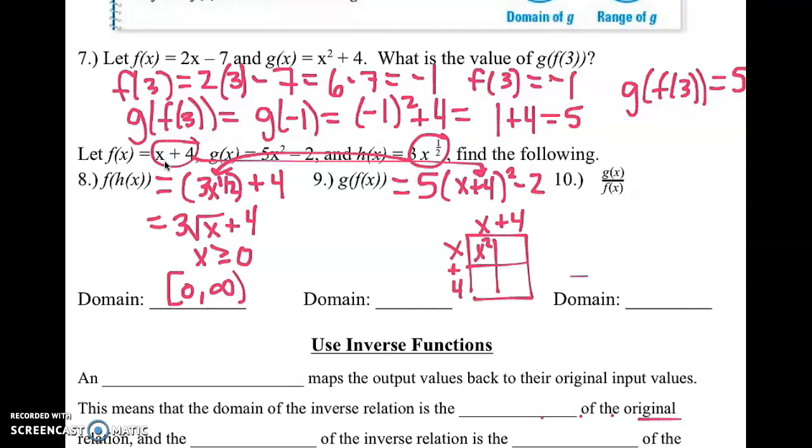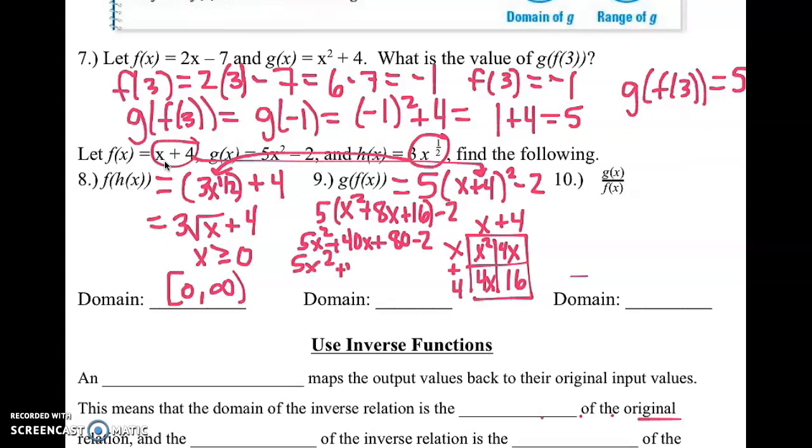You'll get x squared, 4x, 4x, 16. So you've got 5 times x squared plus 8x plus 16. Just adding up the contents of my box, and then I've got minus 2. So I distribute the 5, I get 5x squared plus 40x plus 80 minus the 2. So it's 5x squared plus 40x plus 78. That's my finished function for g of f of x.